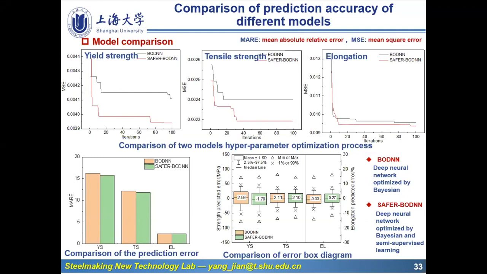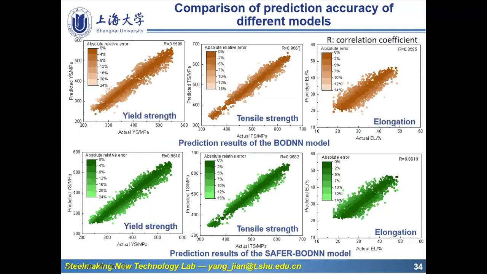And here is the comparison of the prediction accuracy of the different models. You can see from the correlation coefficient that the prediction result of the Safer Burden is better than both models.